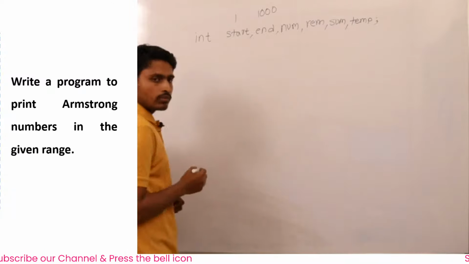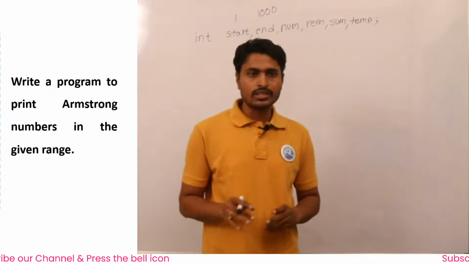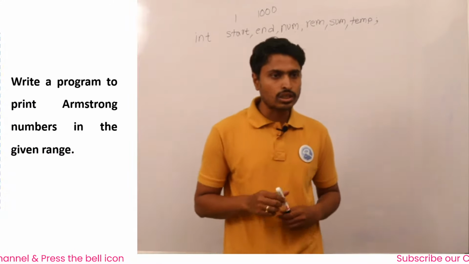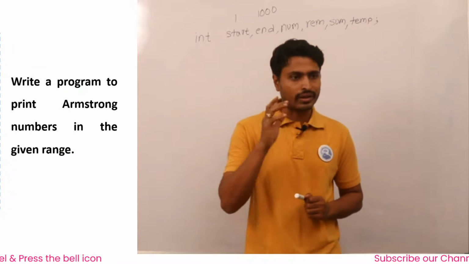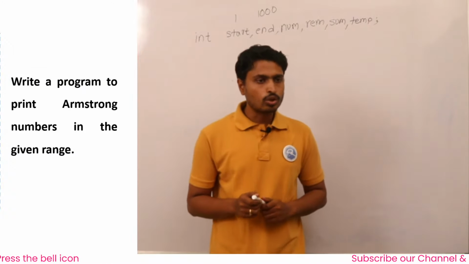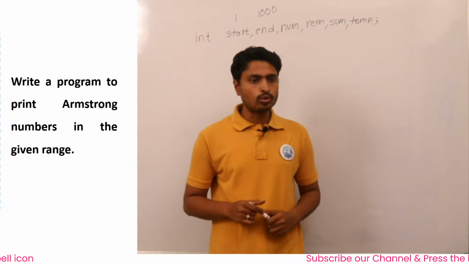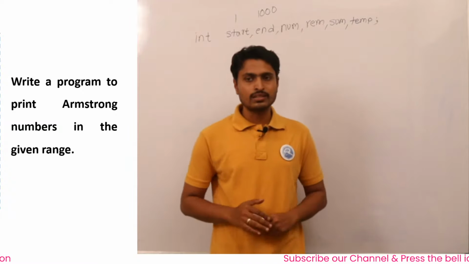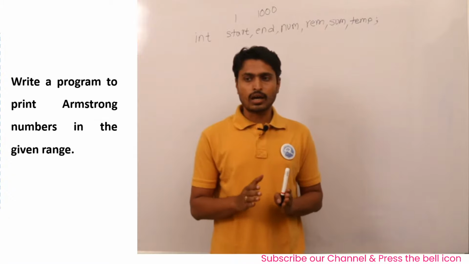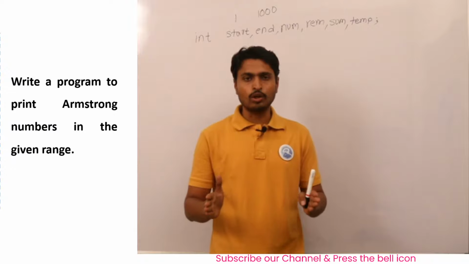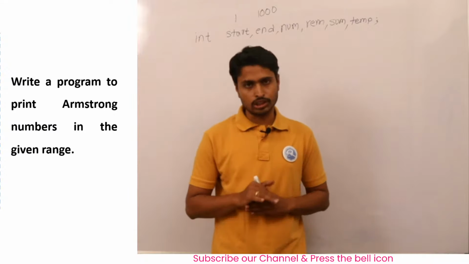All of you got the question? Sum of cubes of digits equal to the number. What we have to do is make a program where the Armstrong numbers should be printed at the output console within the given range.